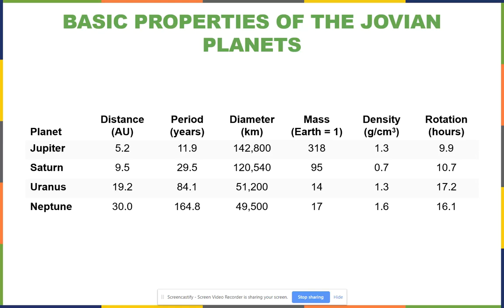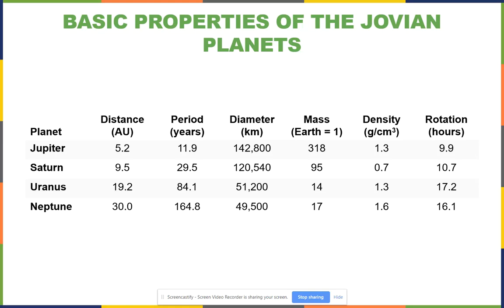So Jupiter, about 5 times as far from the sun as we are. It goes around the sun basically once every 12 years, and its mass is 318 Earth masses. Okay, that's a very big mass. We think of the Earth as pretty massive, right? But Jupiter's 318 times the mass.